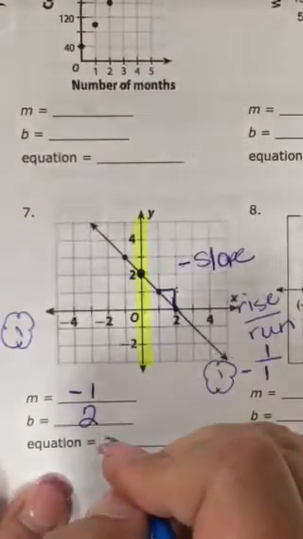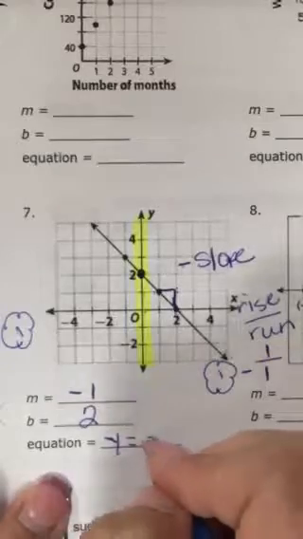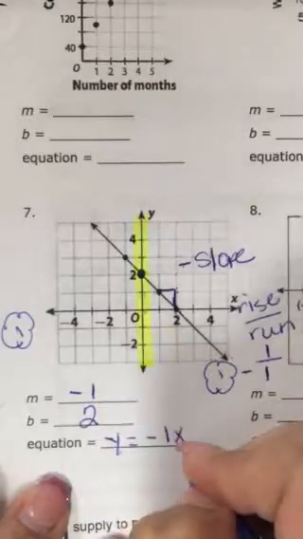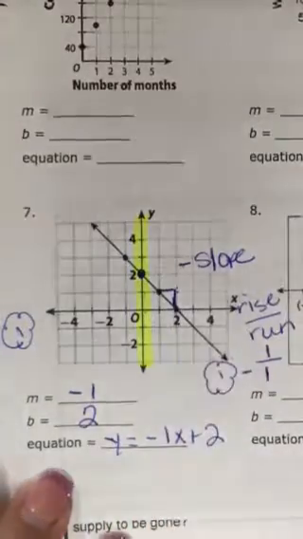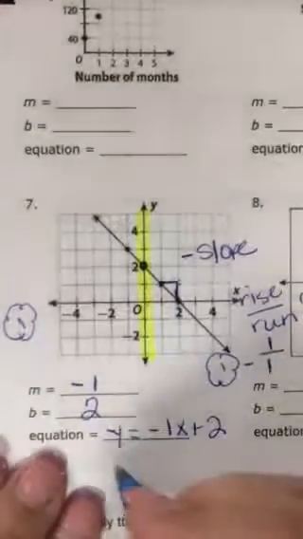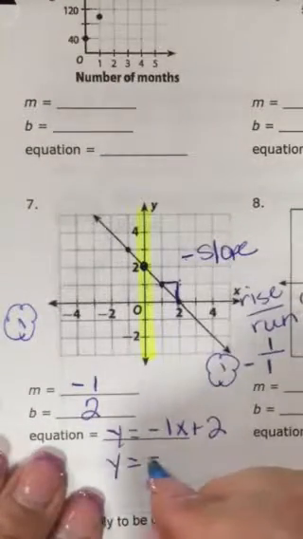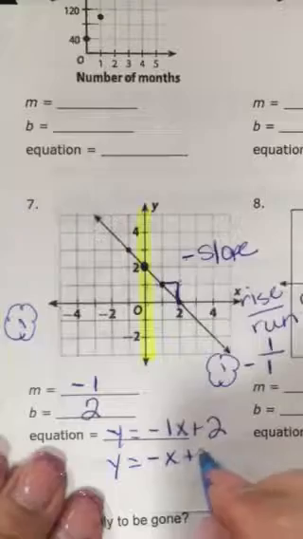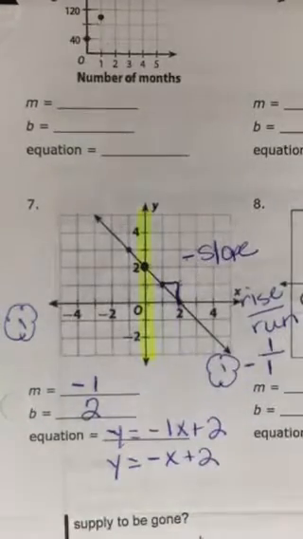So that's going to give me y equals negative 1x plus 2. I can also write this as y equals negative x plus 2, because when you write an x, there's always an invisible 1 in front of it.